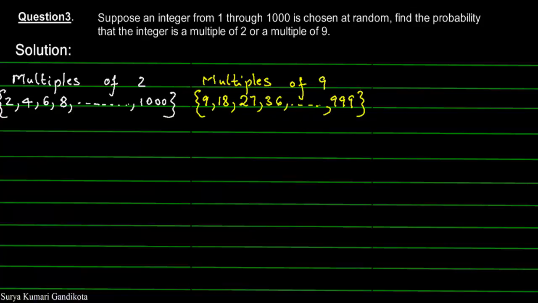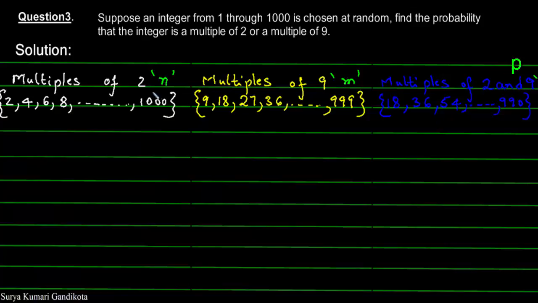Then we shall write the multiples of both 2 and 9 together. Multiples of 2 and 9, if we list them, look like this: the first one will be 18, then 36, then 54, etc. The last one is 990. Let there be n multiples of 2, m multiples of 9 and p multiples of 2 and 9 taken together.